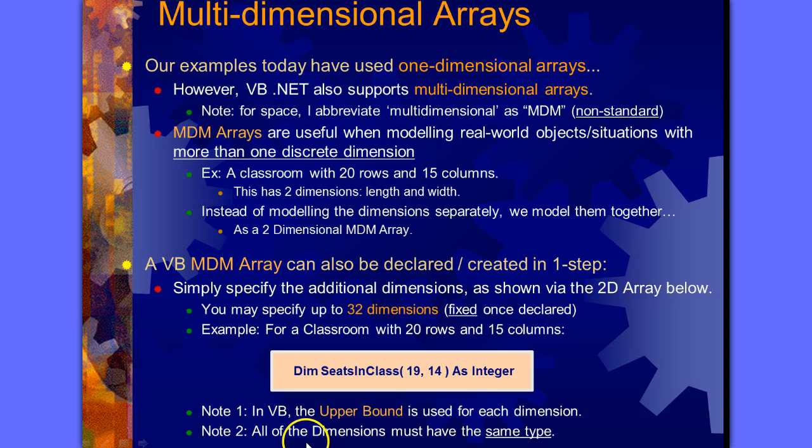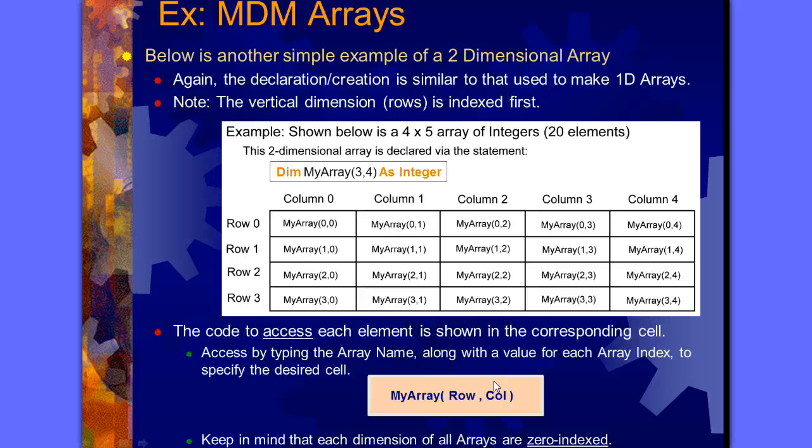Note 1, in VB, the upper bound is used for each dimension. And all of the dimensions must have the same type. So they all have to be the same type. They all have to be integers, for example, in this case. So here we're declaring my array to be of 4 rows and 5 columns. 3, 4 means 3 plus 1 is 4, 4 plus 1 is 5.